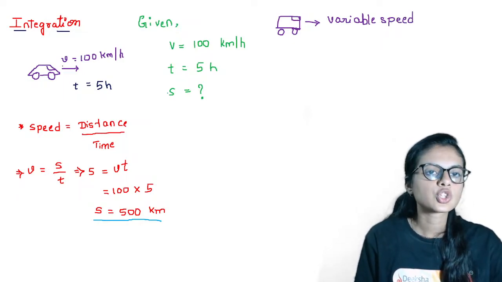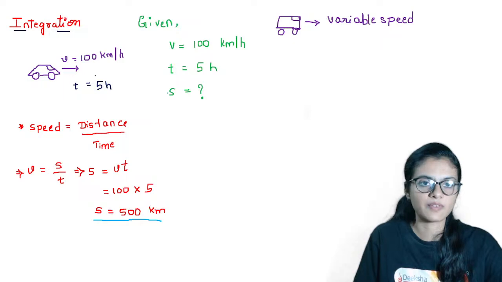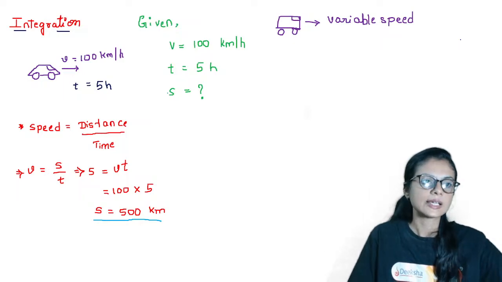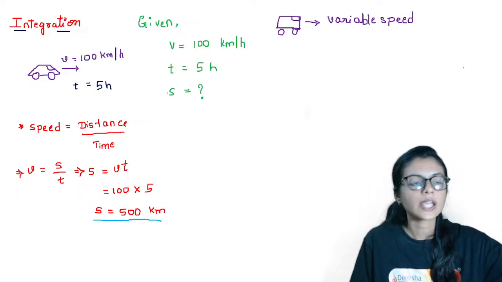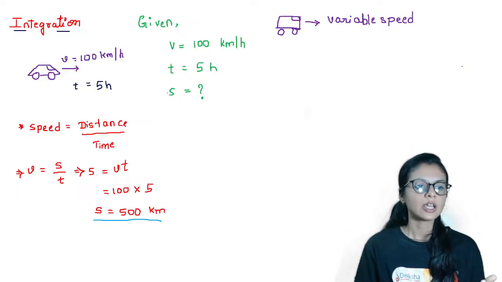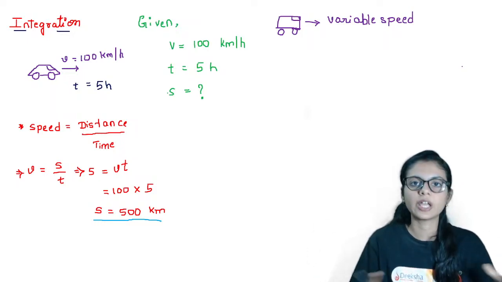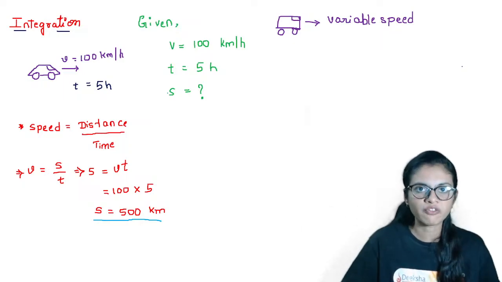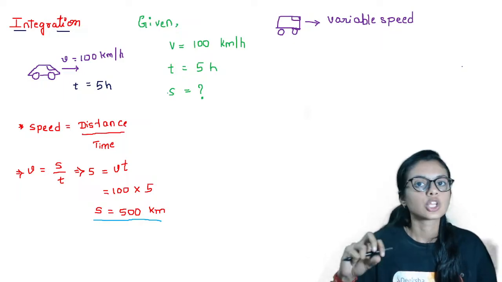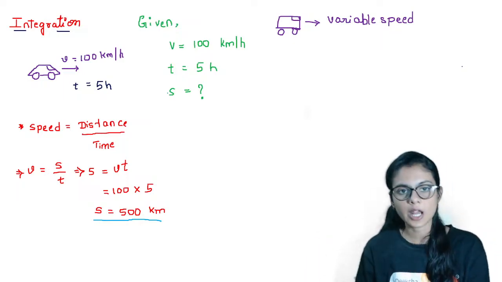Here it was constant speed, that throughout the 5 hours, it was moving with the speed of 100 kilometer per hour. Variable speed means at some point of time the speed was very high and at some point of time the speed was low. Actually in real life we see this. Vehicles never stay at the same speed. If you are going through a rush area or if the road is not fine, you reduce your speed. If the area is free and the road is clear, you increase the speed. In practical life, we talk about variable speed.